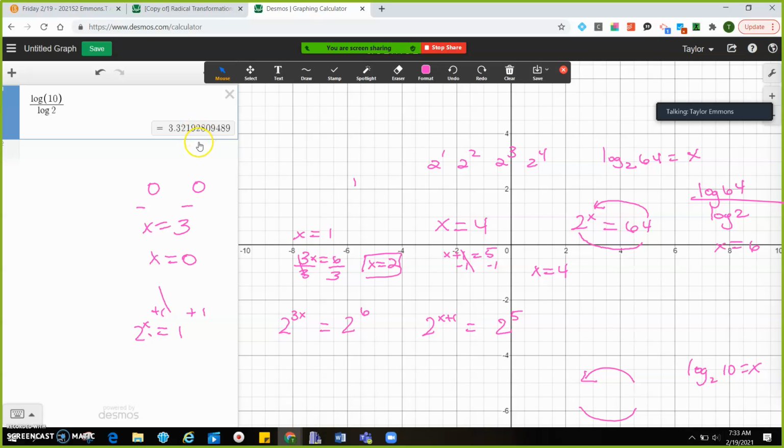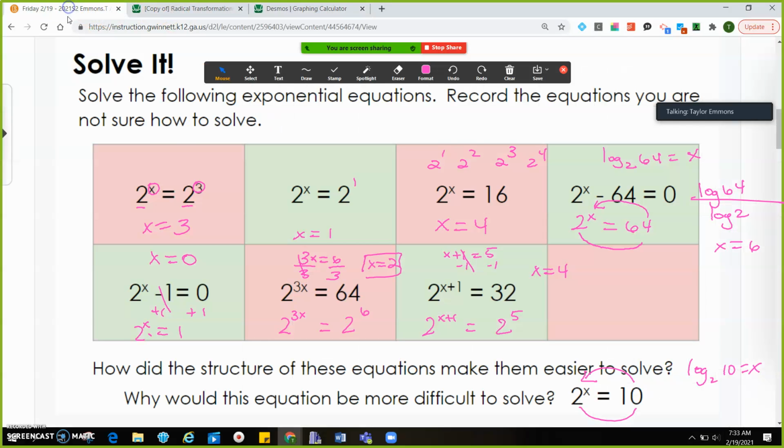So that's going to give me a decimal, right? And that's not just like an easy whole number, right? So this would be a little bit more challenging because there's not a whole number to plug in here that's going to make this statement true. It's a little bit harder to solve.